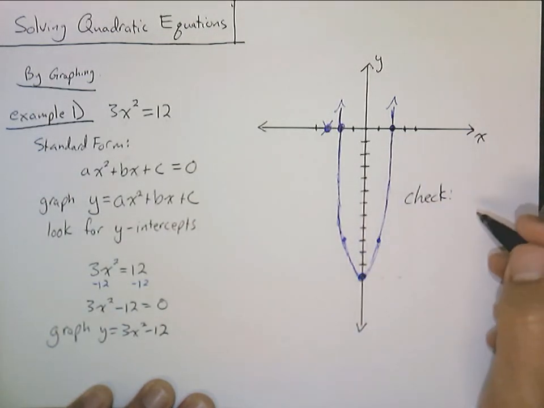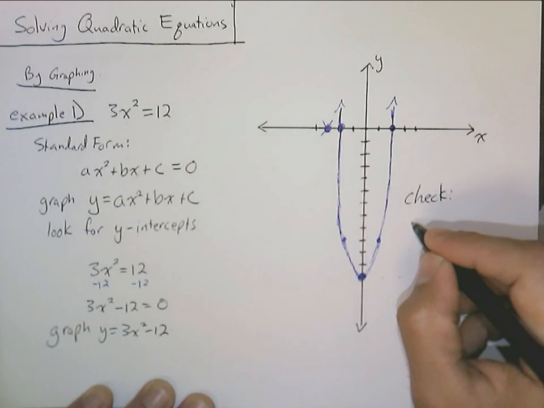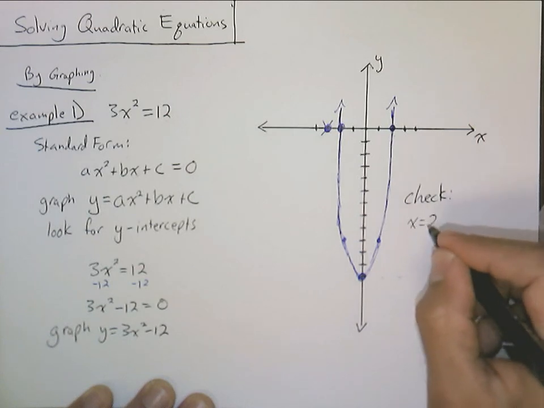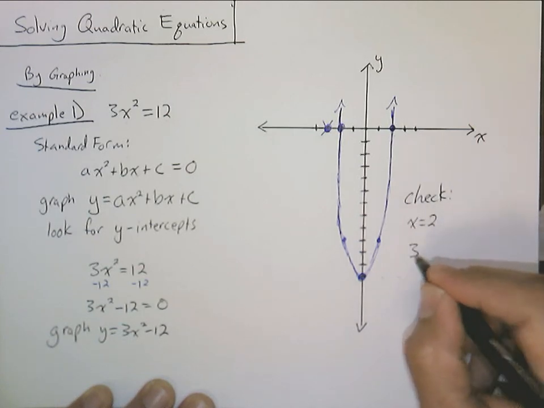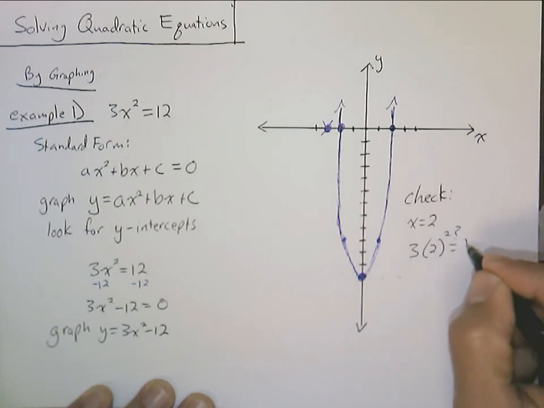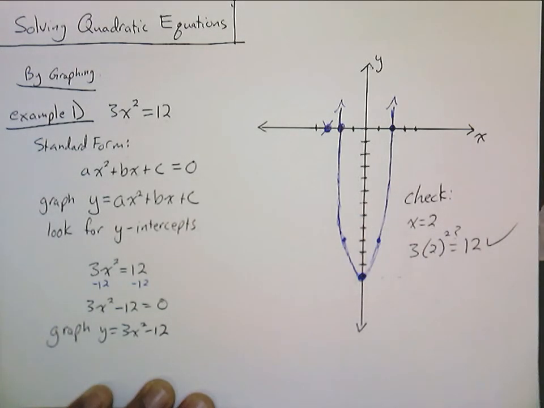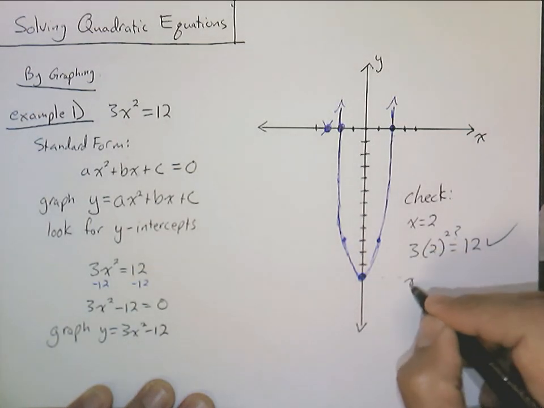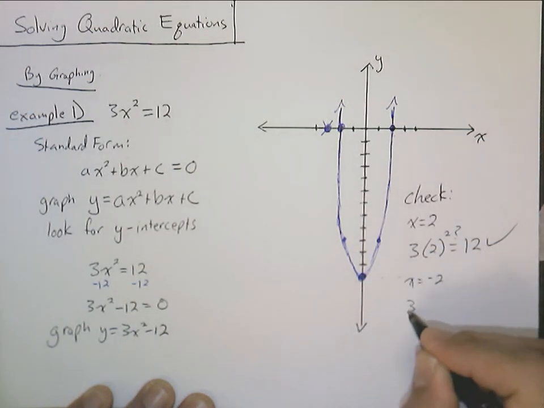And of course we can check those by just plugging them in. So if x equals 0, or excuse me, x equals 2, we plug that in. 3 times 2 squared. We ask ourselves, does that actually equal 12? Yeah, it sure does. Plug in when x equals negative 2.